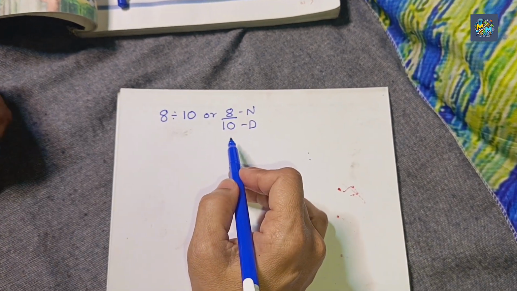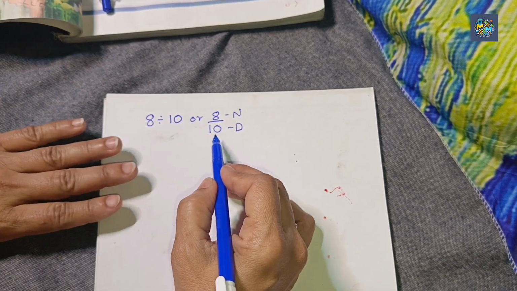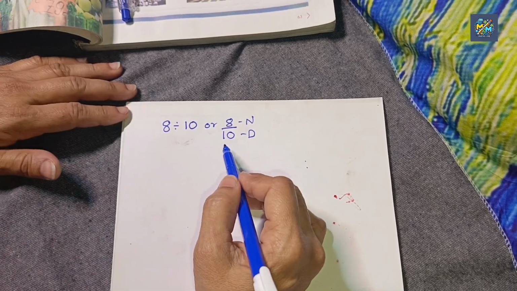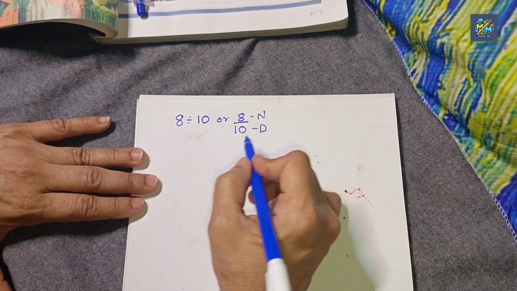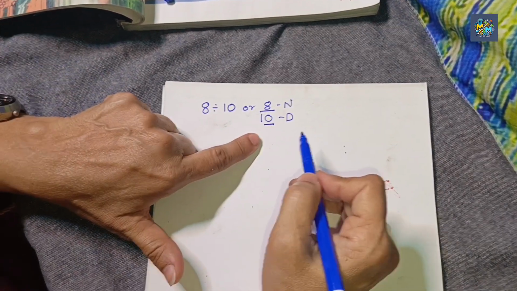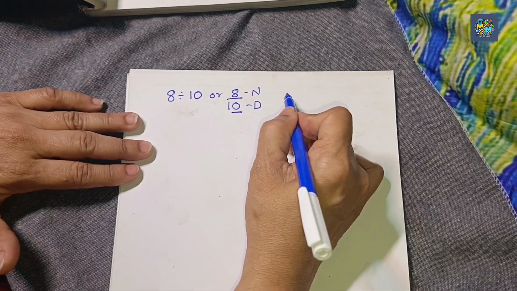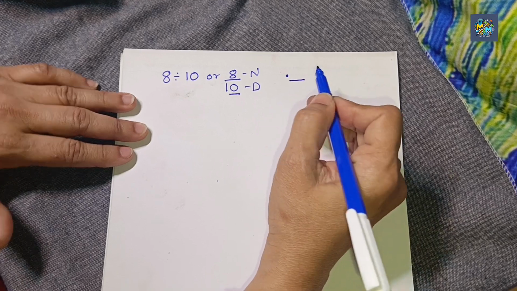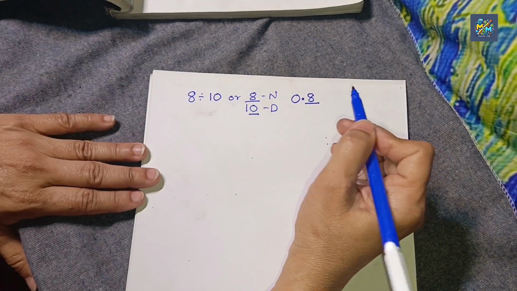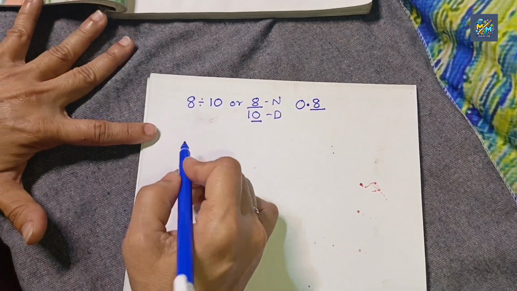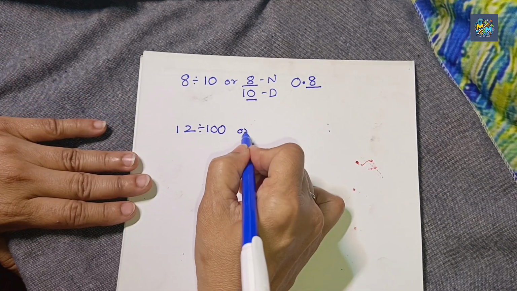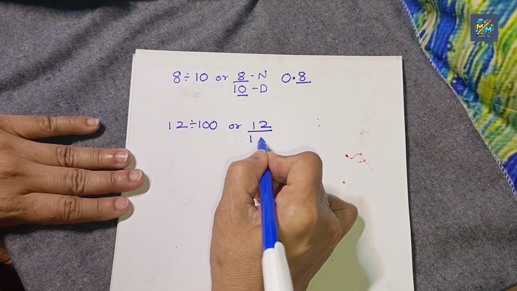In these sums, as I have told you in the previous part, if the denominator is bigger than the numerator, then in the answer there will always be a decimal. So what is going to be my answer? I always have to focus on the zeros. Here there is 1 zero. 1 zero means after the decimal there is going to be one number, and that one number is 8. So 0.8.